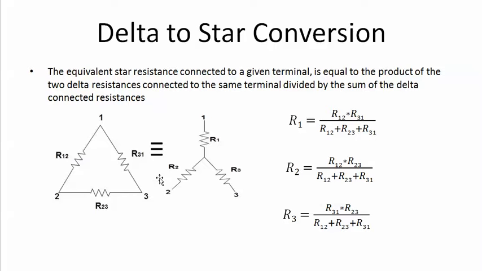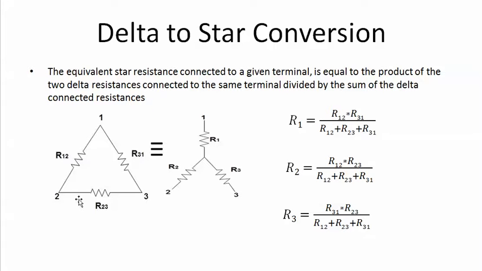Similarly, R2 is equal to the product of the resistances connected to point 2, R12 into R23, divided by the sum of the resistances. The R3 is R31 into R23 divided by R12 plus R23 plus R31.